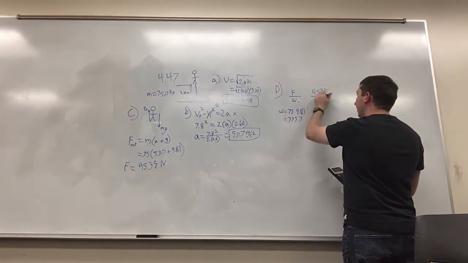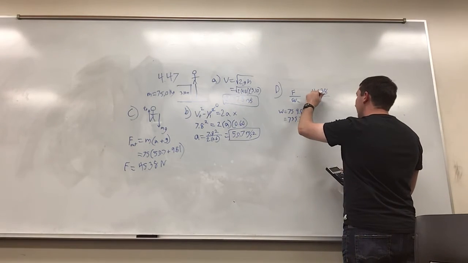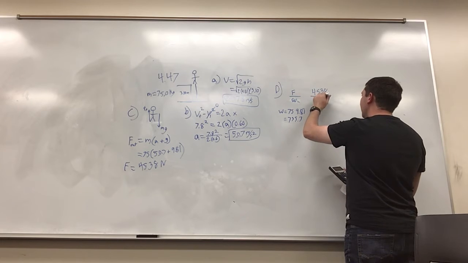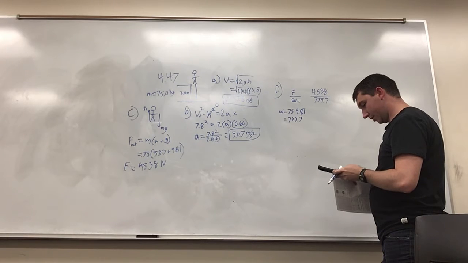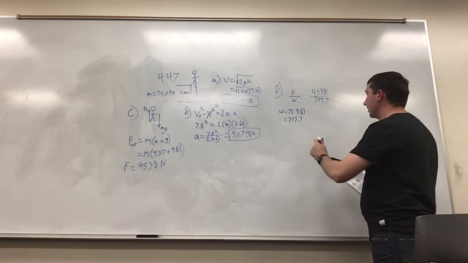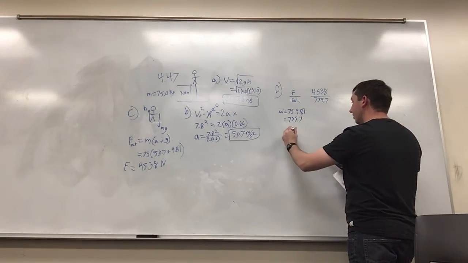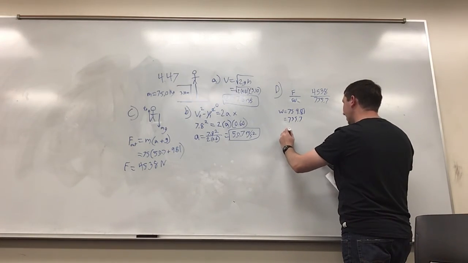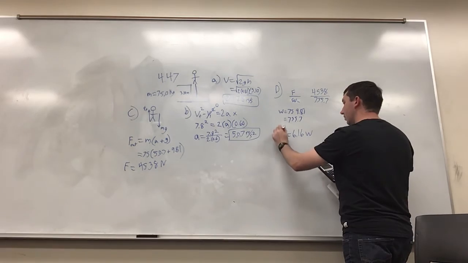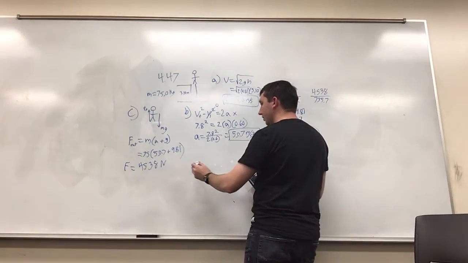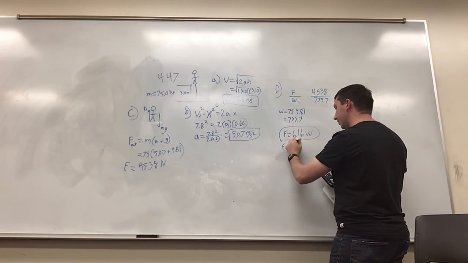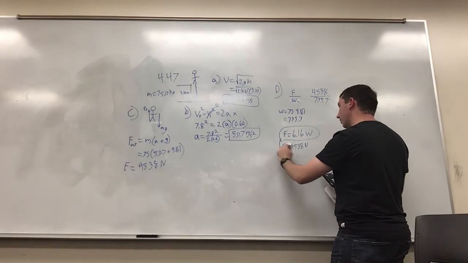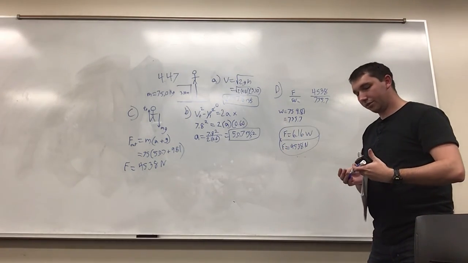So then we get 4,538 divided by 735.7, and that gives us our answer. So the force is equal to 6.16 times his weight. And it's also 4,538 newtons. And that's how you solve that problem.